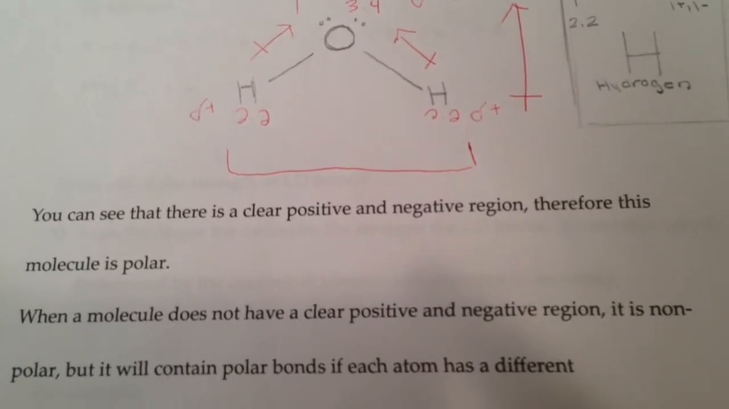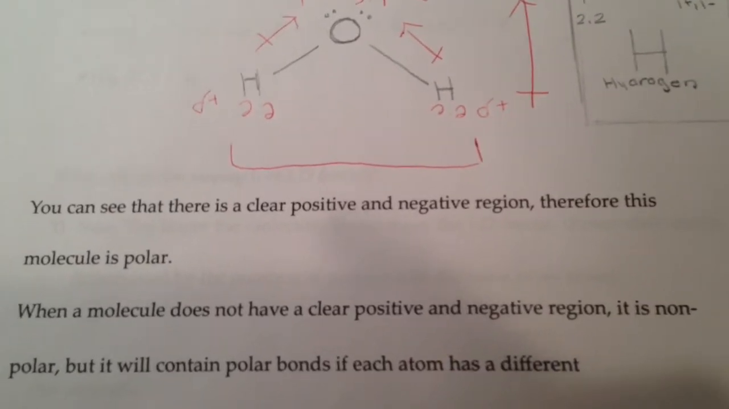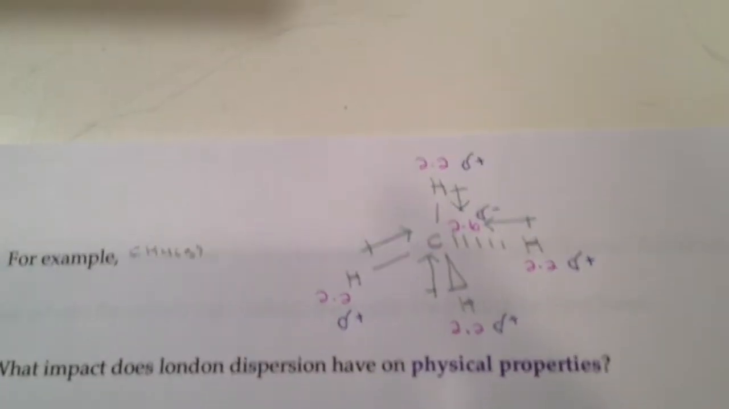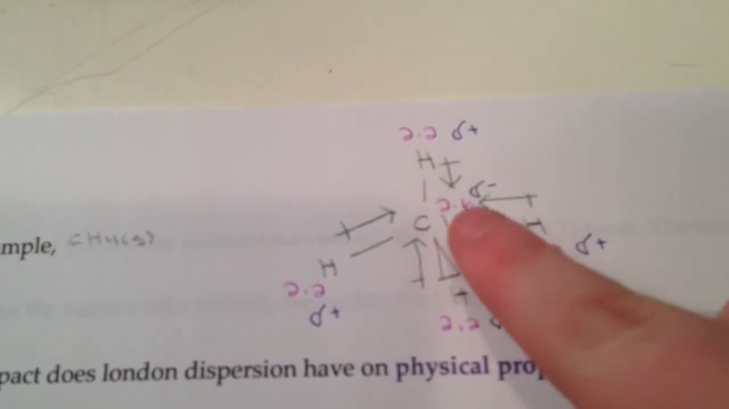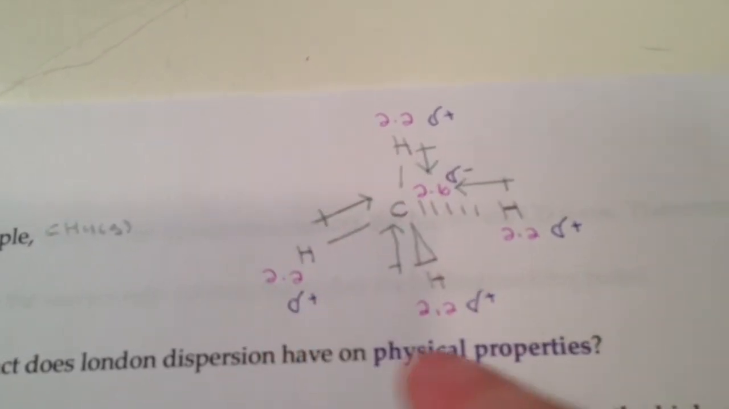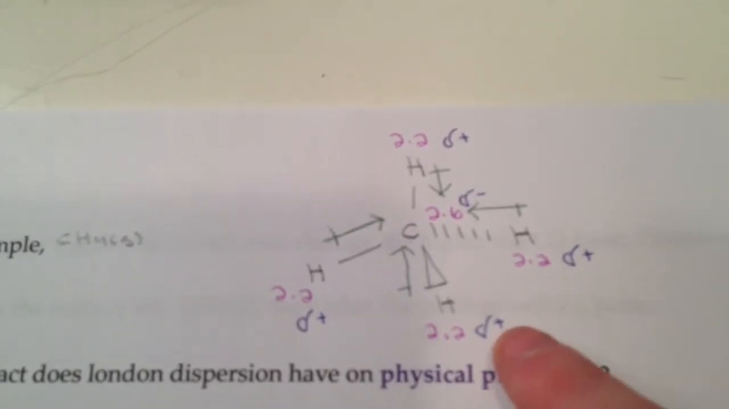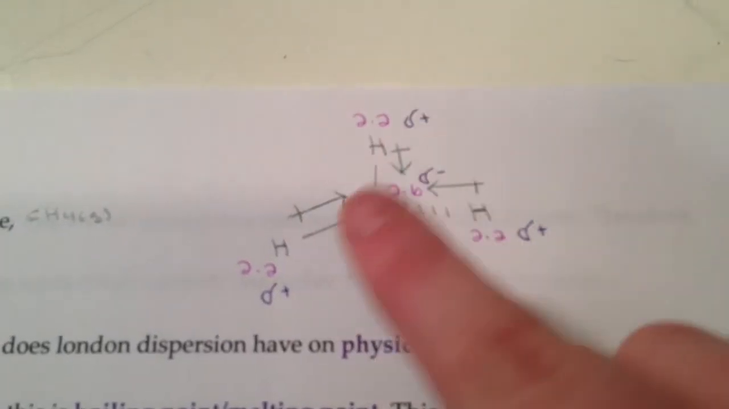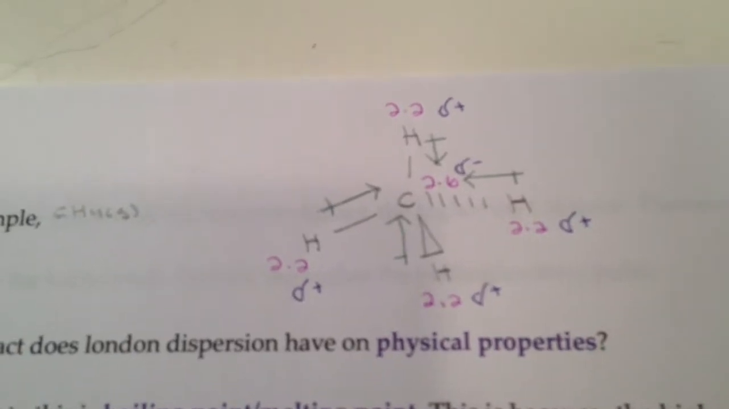When a molecule does not have a clear positive and negative region, it is nonpolar, but it will contain polar bonds if each atom has a different electronegativity. For example, CH4, and that's how it's drawn. So hydrogen's electrons are attracted to carbon's, and you can see that all around carbon is negative, the hydrogens have positive charges, and then carbon has a negative charge, and there is no distinct positive and negative region, so it's nonpolar.